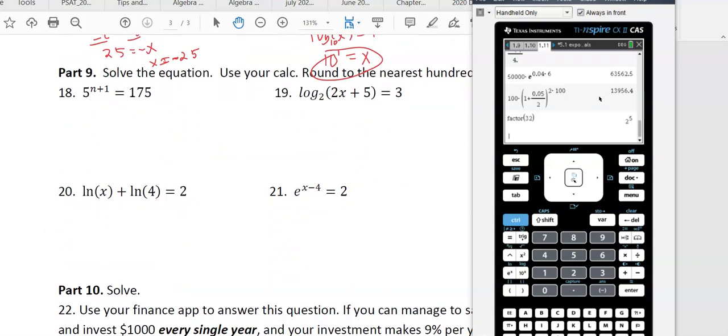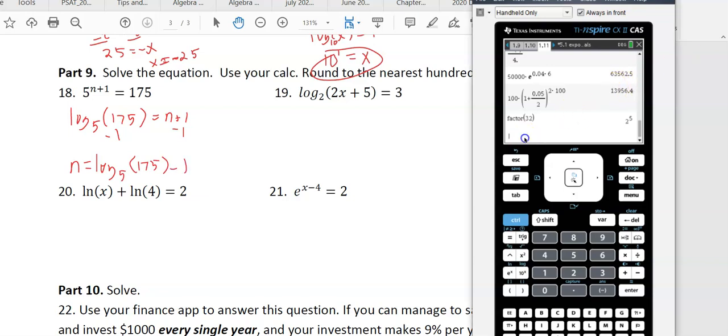This one, it says round to the nearest 100. You're immediately thinking I might at some point have to use my calculator for the logarithm. So let's just put this in log form. So it'd be log base 5 of 175 equals the exponent, which is n plus 1. Subtract 1. So we get n equals log base 5 of 175 minus 1 outside the parentheses.